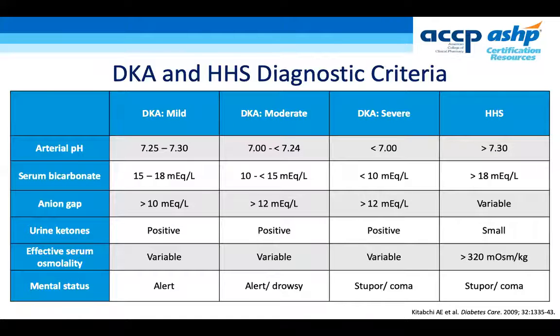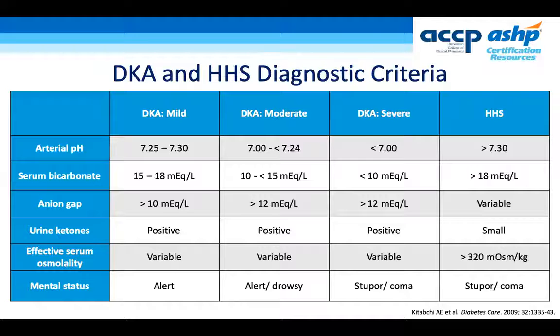In terms of diagnostic criteria, obviously there are differences here as well, given their pathophysiology leads to different things. When we look at DKA, it's broken down into mild, moderate, and severe. All of them do have acidotic pHs. Severe DKA is defined as a pH of less than 7, moderate of 7 to 7.24, and mild of 7.25 to 7.3. Your bicarbonate is low, of course, in DKA.